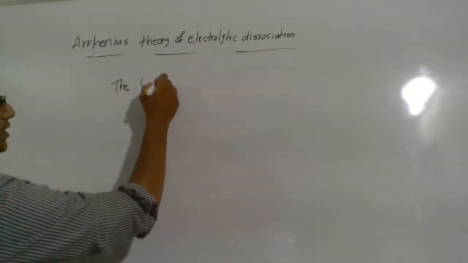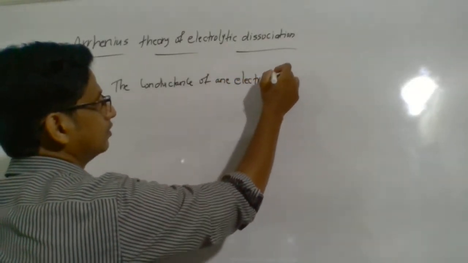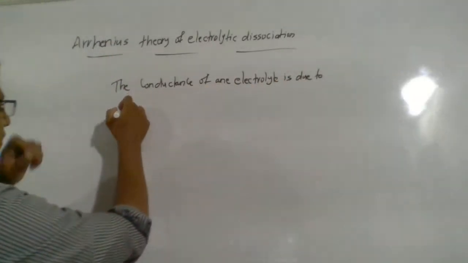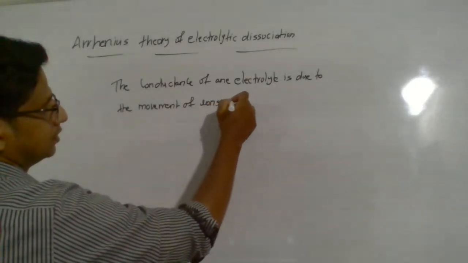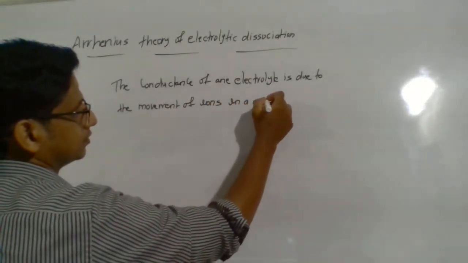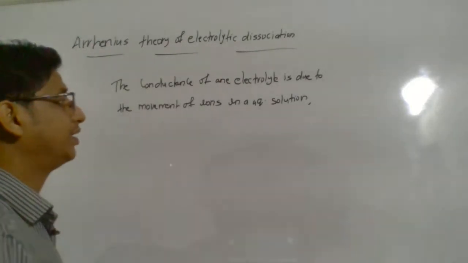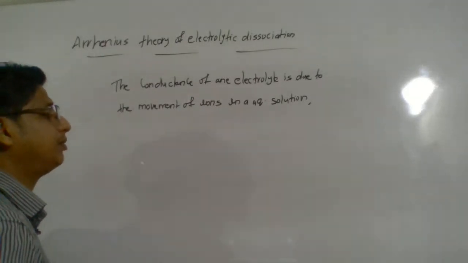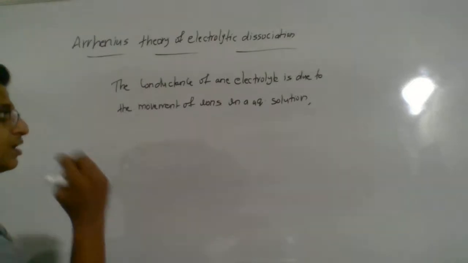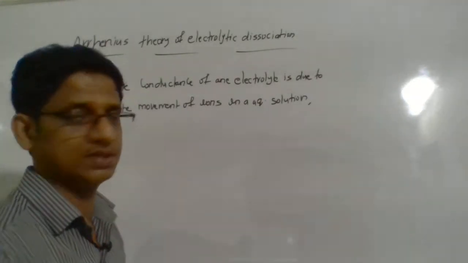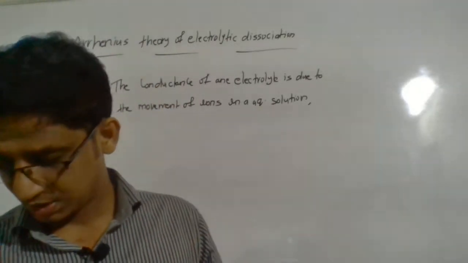The conductance of an electrolyte is due to the movement of ions in an aqueous solution. And greater the ionization, greater the conductance. Here you can remember, when electric field is applied, a cation will move to cathode and anion moves to anode. So the electrolytic conductance is always proportional to how much it is ionized. That's the point you can remember. And when electric field is applied, you can see the ions are moving to their respective electrode.